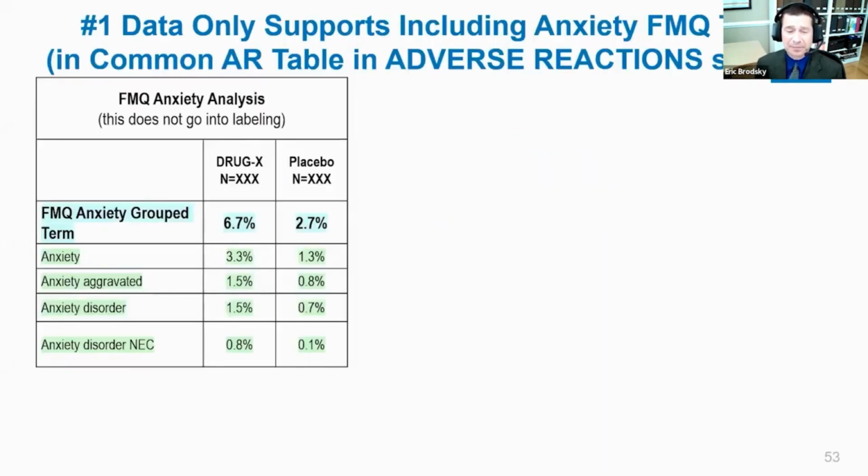Next slide, please. So this is great. I'll first orient you to these next series of slides. This first box here represents your analysis. This is not in labeling. And again, this is a fictitious analysis. So for the purposes of this, we're taking the FMQ anxiety group term. Here you see a potential signal, 7% versus 3%. The green terms are some of the component terms. These component terms are near synonyms of the group term anxiety. And you could click through.